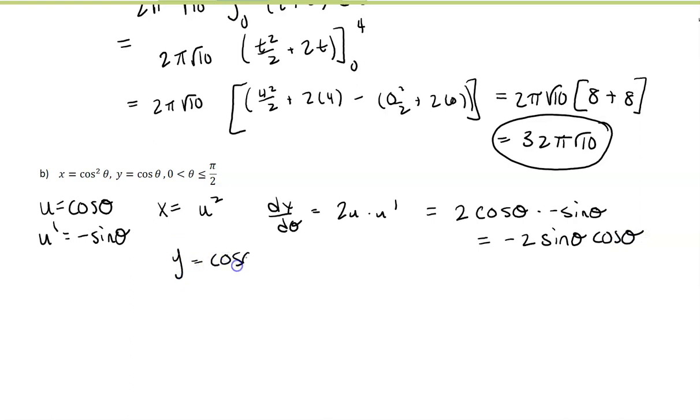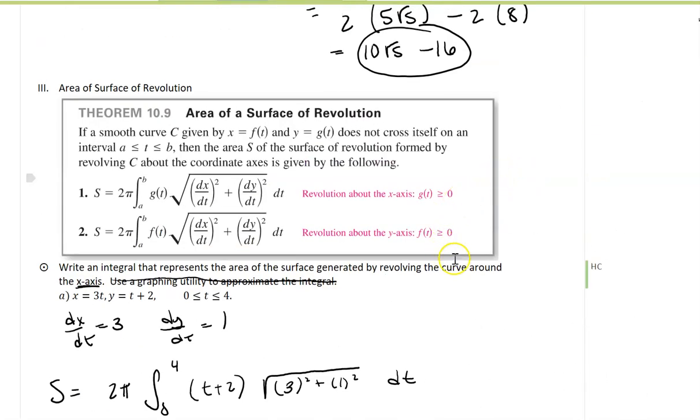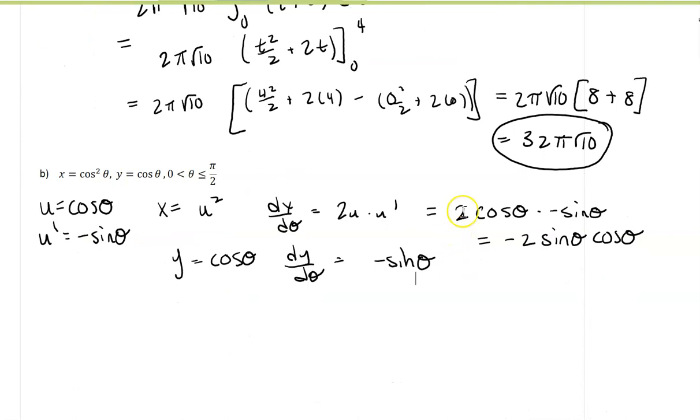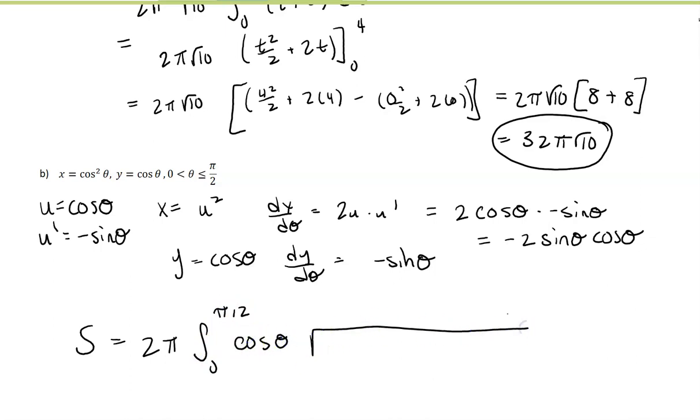Y equals cosine of theta, so dy over d theta is just negative sine of theta. And we are revolving this about the x-axis, so we're going to use the y function as our multiplication. So S is going to be 2 pi times the integral from 0 to pi over 2, y is cosine of theta, and we'll have the square root of (negative 2 sine of theta cosine of theta) squared plus (negative sine of theta) squared d theta.